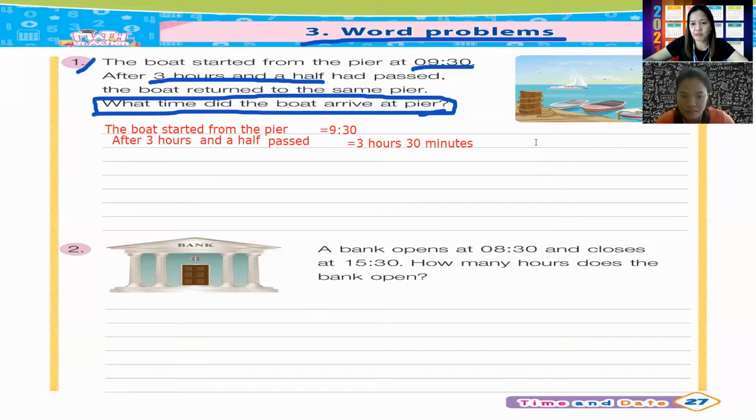Try to think. Okay, I will show how I know the easiest way that we can solve this. Listen carefully and keep your eyes on the PowerPoint on your screen so it will be easy for you. So we have 9 hours and the first 30 minutes. And then we will add 3 hours and another 30 minutes. This is how we are going to solve it.